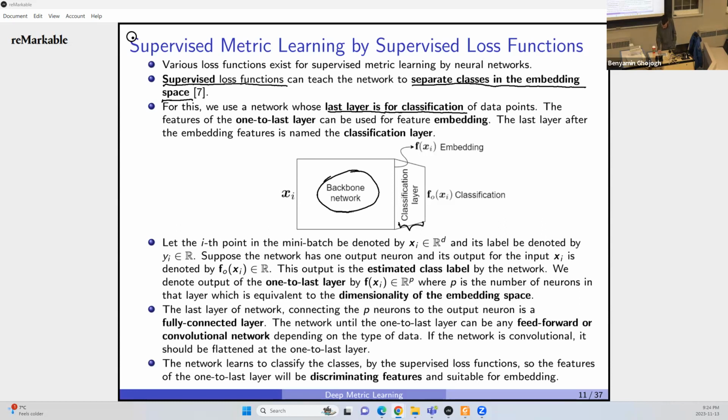The output, for example, we use some classification loss, such as cross entropy, right? But one to the last layer, we call it embedding layer, okay? When we use a classification loss, at the end, usually in the embedding layer, the classes become very separated from each other.